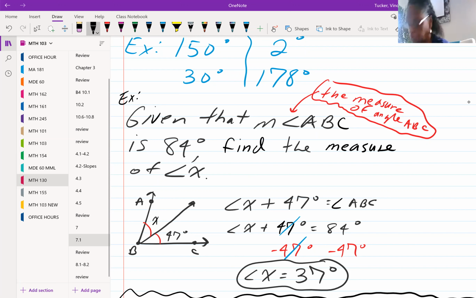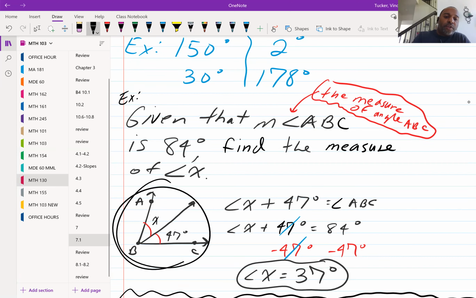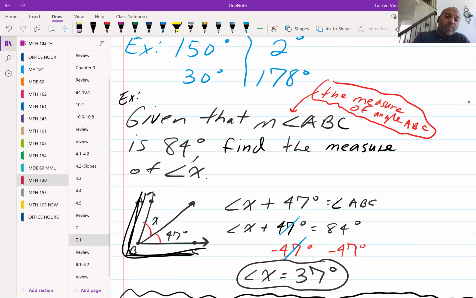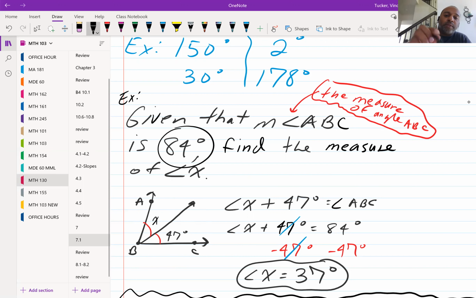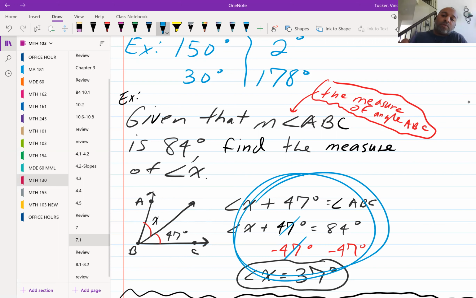Did you go over that again, Professor? Well, the whole thing is 84 degrees, ABC. You see that, ABC. And so if you want to know what this is, you subtract the 47 from that 84. If you want to know what this part of it is, but you have this part, you subtract that from 84, the total amount. And that's all this was over here.